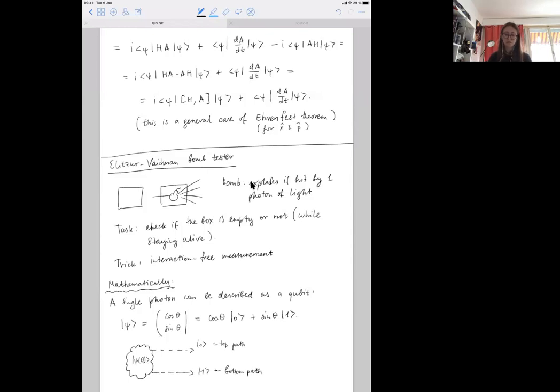And the idea is that initially the photon is with some probability on the top path and with some probability on the bottom path. And the probabilities are the squares of the corresponding coefficients in front of 0 and 1. So it will be cos² θ and sin² θ. So here we will just take the understanding that 0 and 1 are two orthogonal states which parameterize the Hilbert space of the photon. They just correspond to these two possible paths that the photon can take.